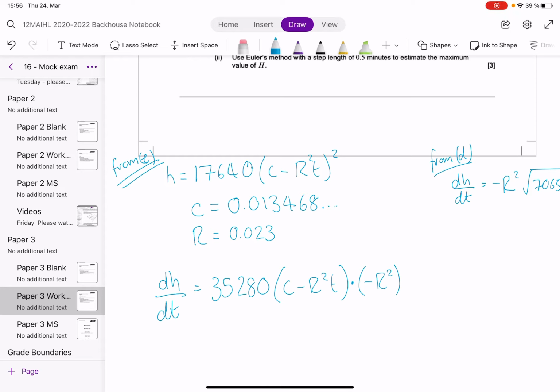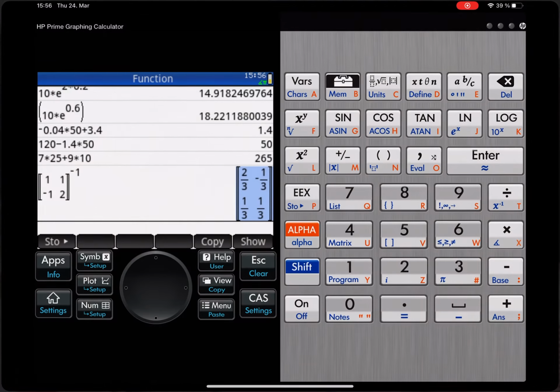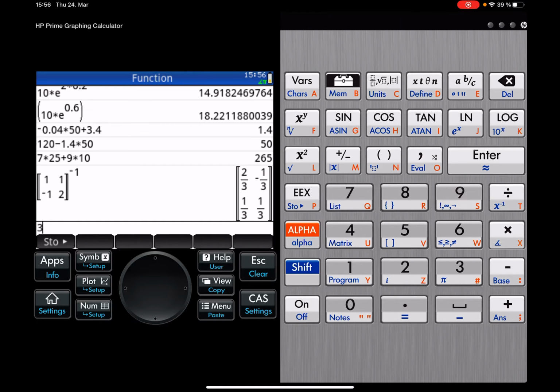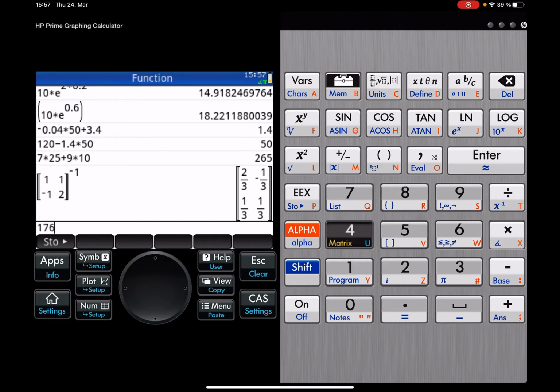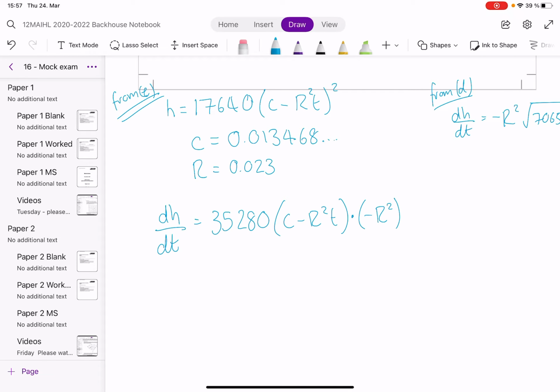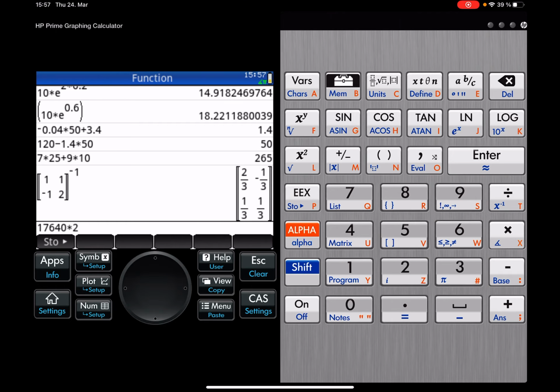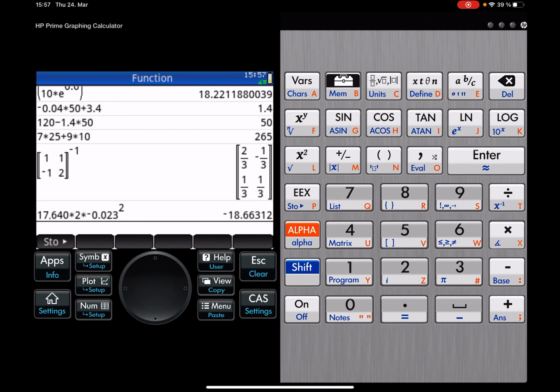Okay, we can substitute in C's and R's. They're quite messy numbers, which is unfortunate, but we can do that. So I'm going to need a calculator now. So I want 17,640. Let's just make sure that's right. 640 times 2. Then we want to times it by negative R squared. So negative times negative 0.023 squared. 0.023. Okay, so that's the first number I want.